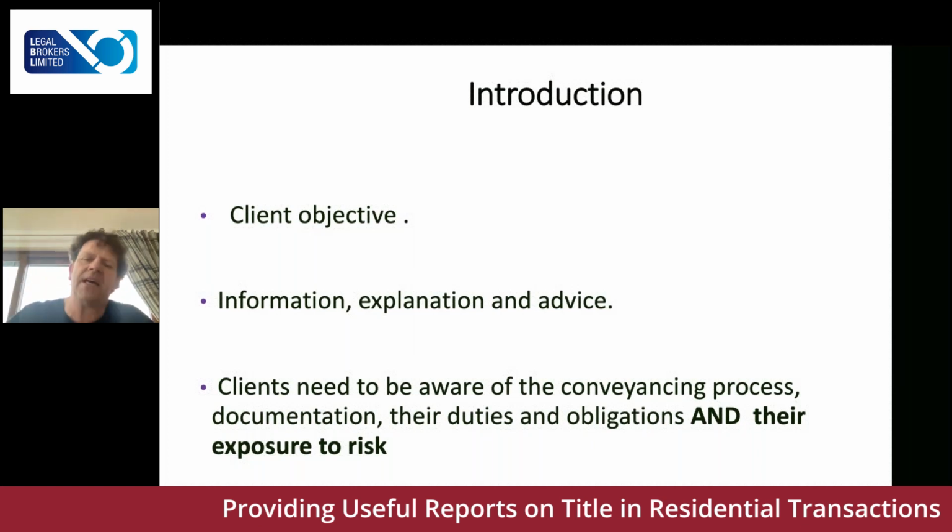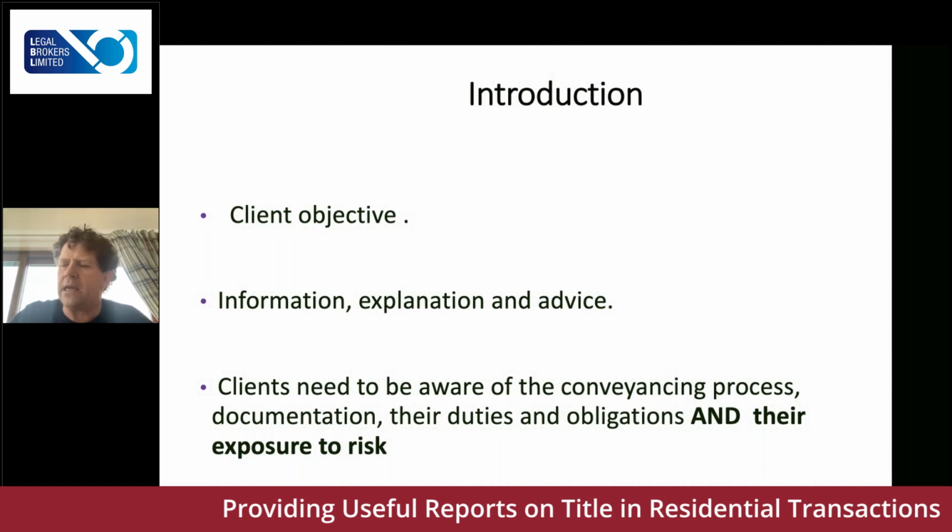Part of today's title is information, explanation and advice. And first of all, there's a health warning. I think these days it is not enough simply to provide a conveyancing client with information. If we're doing that, we're leaving ourselves vulnerable to negligence claims.